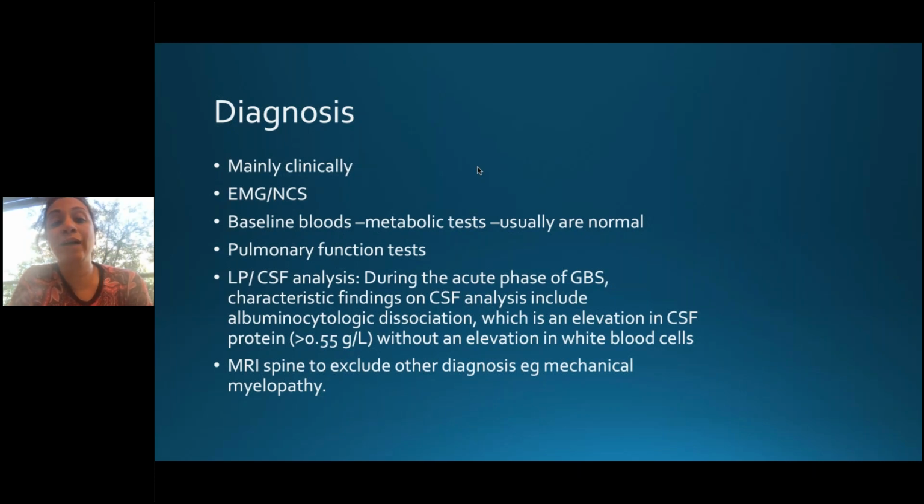Sometimes we do an MRI spine to exclude other causes, for example, a compression or a mechanical myelopathy that can present in the same way with a lower motor neuron lesion. So in this condition, it was a lower motor neuron lesion, unlike ADEM, where it was an upper motor neuron lesion. So we can see examination is quite important.